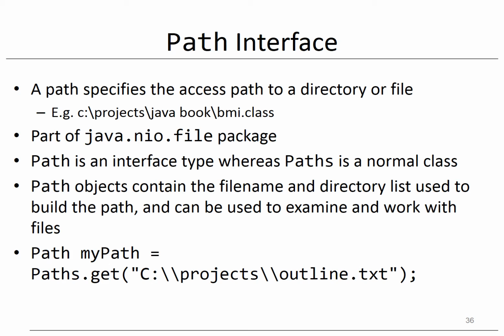Creating a path is done by using the get method on the Paths class as follows: Path myPath equals Paths.get C:\projects\outline.txt.